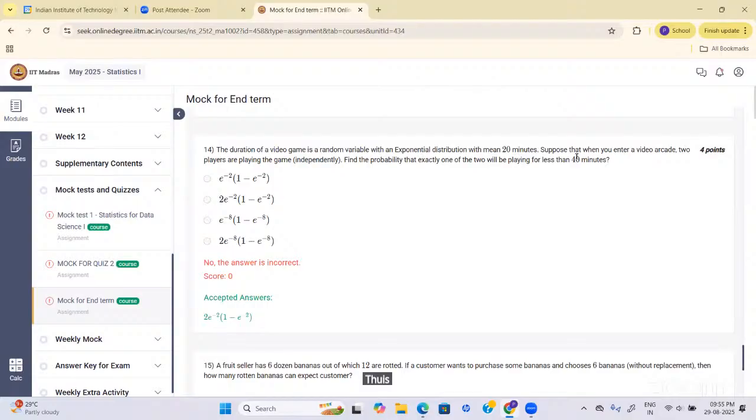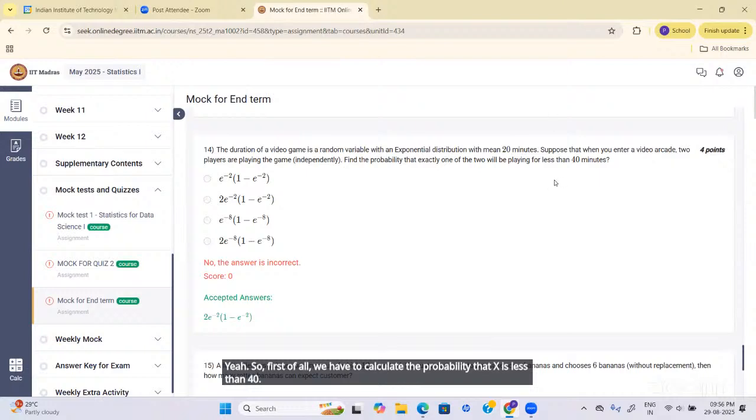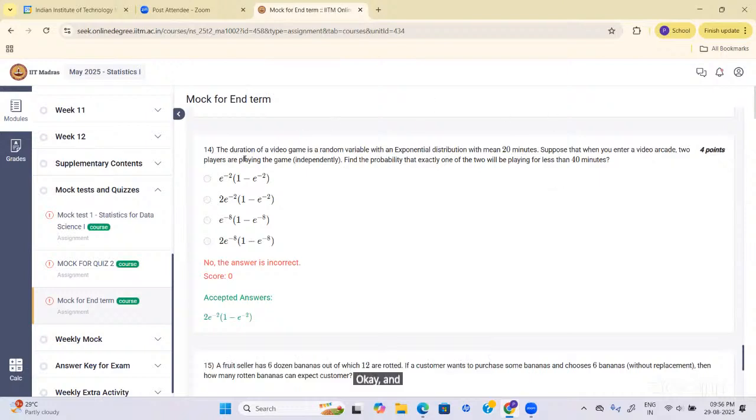By exponential distribution. Yeah, that is okay, but what do we have to calculate? The CDF. Because there are two cases: P of X less than 40 multiplied by P of X greater than 40, greater than 40 or less than 40. Yeah. So first of all, we have to calculate the probability that X is less than 40. And what is X? X is representing the duration of the video game. 40.